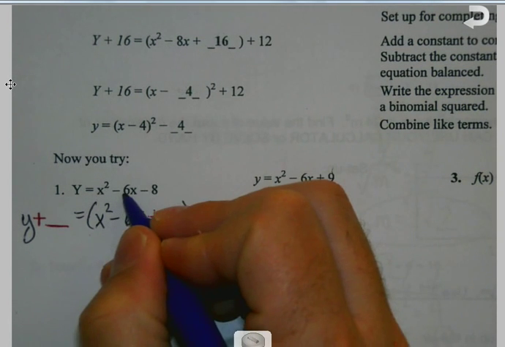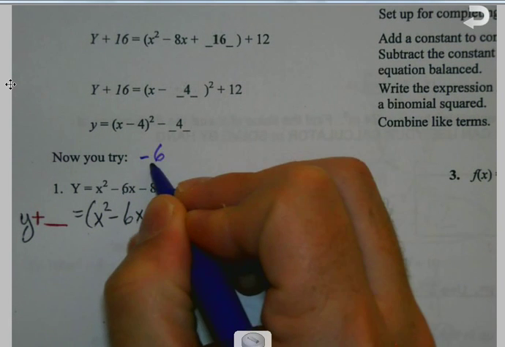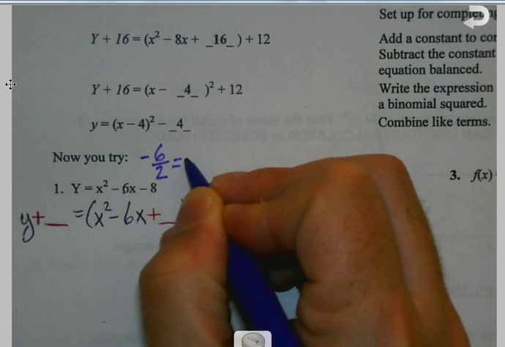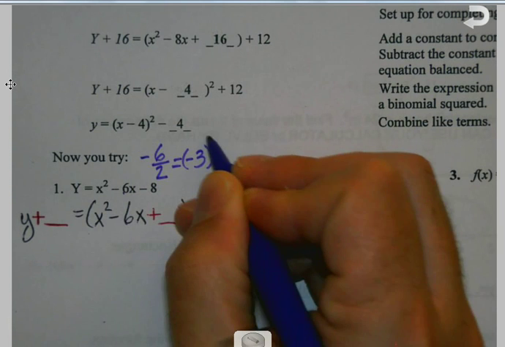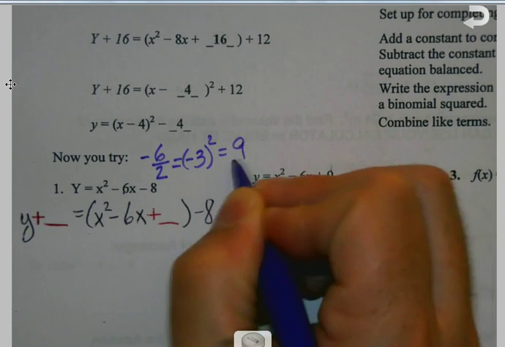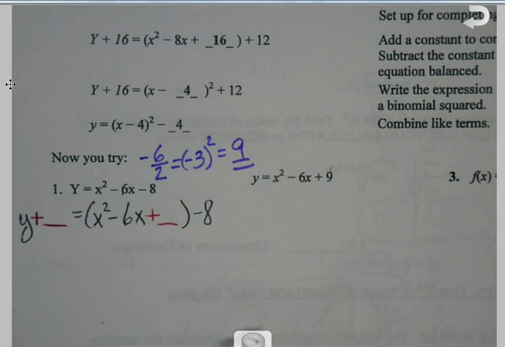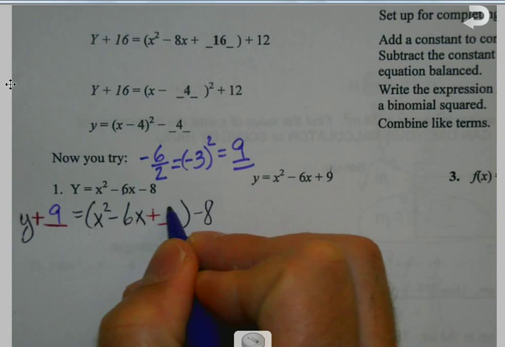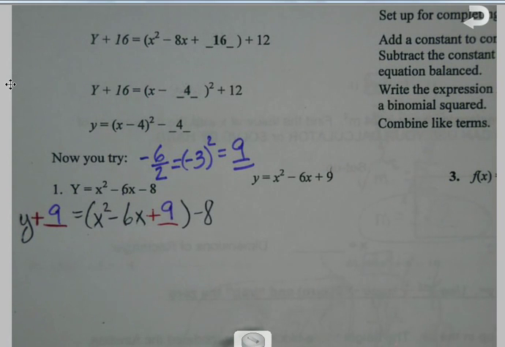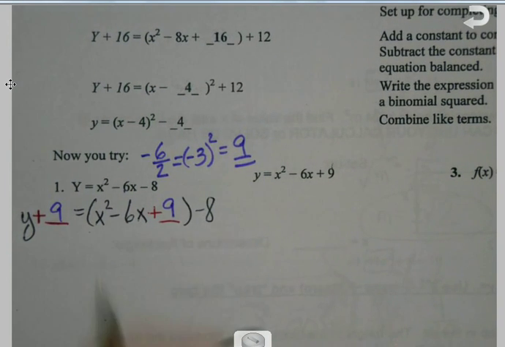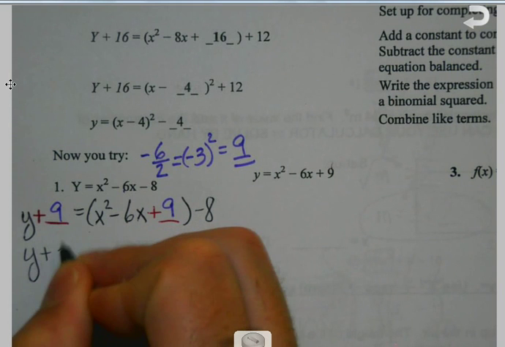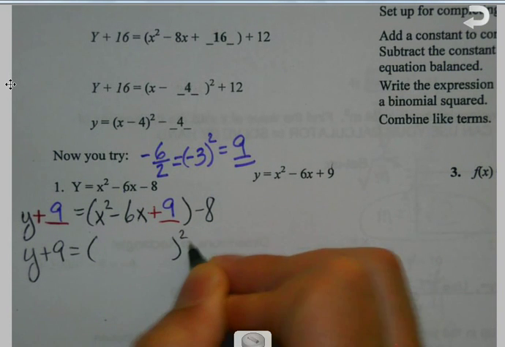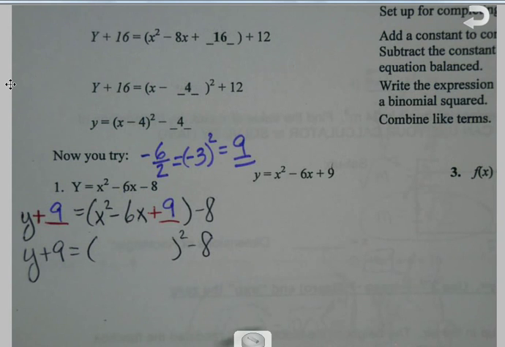You take your b term, that number in front of x, divide it by 2, and square it. And it's a good idea to write that out for 2 reasons. One, now I know what number goes in here. That's a good reason to begin with. And once I have that value, to get it into its binomial form, which is what we need to solve it, is easy too.